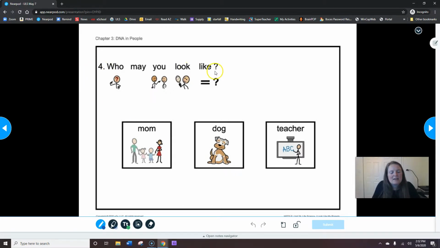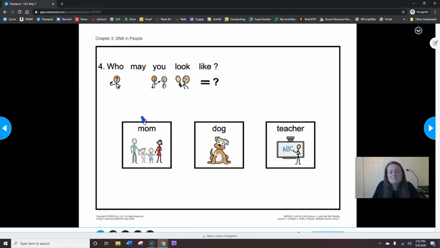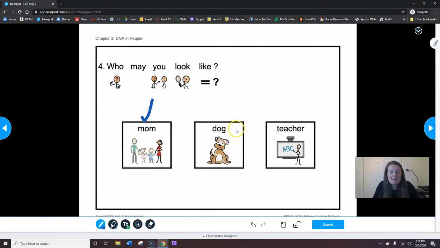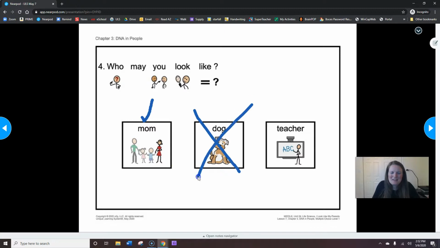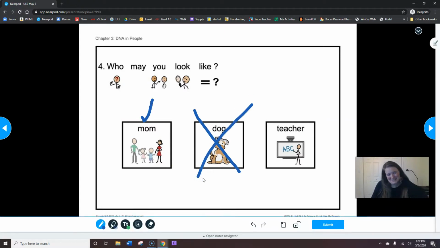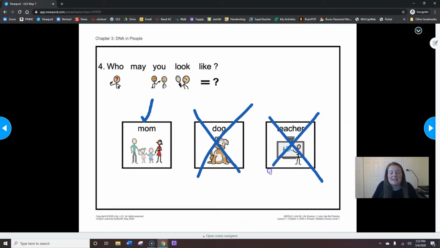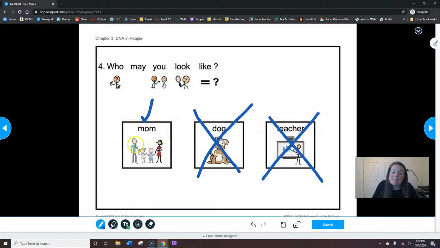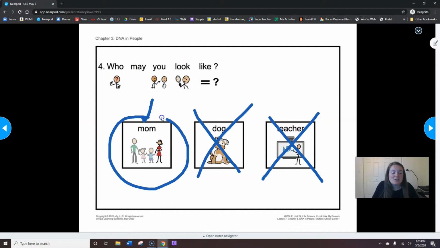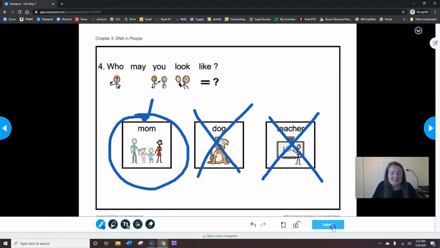Who may you look like? Can you look like your mom? Yes, because you get her DNA. Can you look like your dog? No. Can you look like your teacher? That's not what we read about. You're more likely to have DNA the same as your parents. And mom is a parent. Who may you look like? Mom. So I'll circle mom, you circle mom, and then we hit submit.